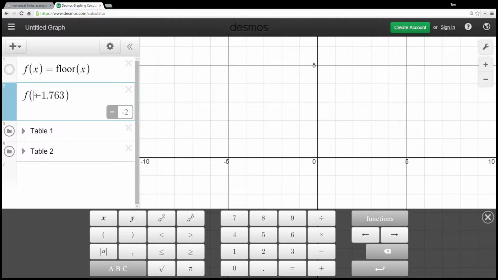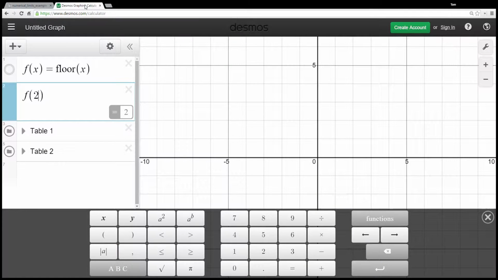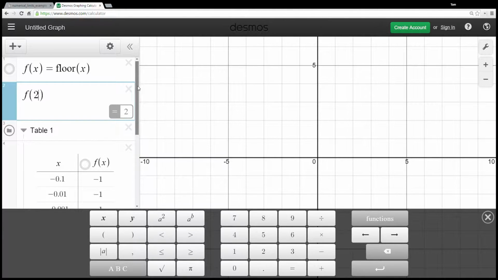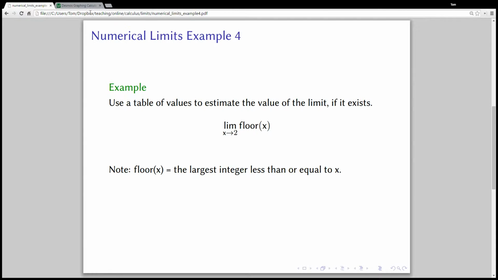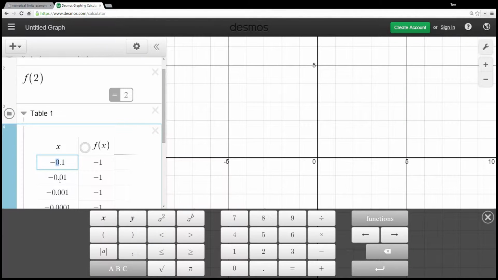But in this example, we're taking the limit as x goes to 2 of the floor function. So let's just go to the tables again, just like we have been doing. Sorry, 2 is where we're taking the limit here. So I'm going to need to change those to this and not negative.